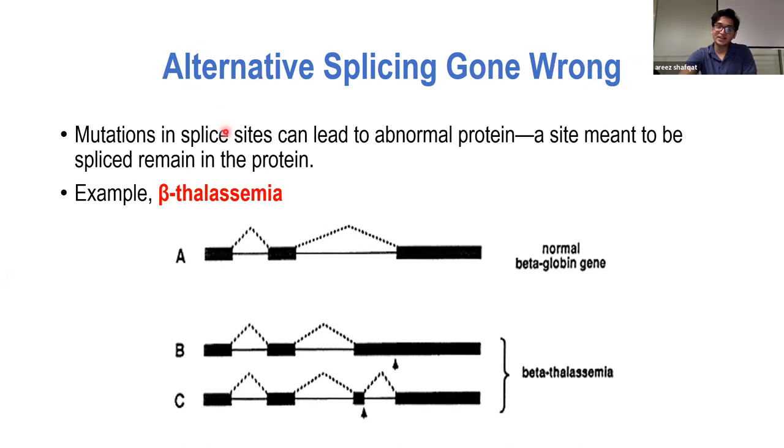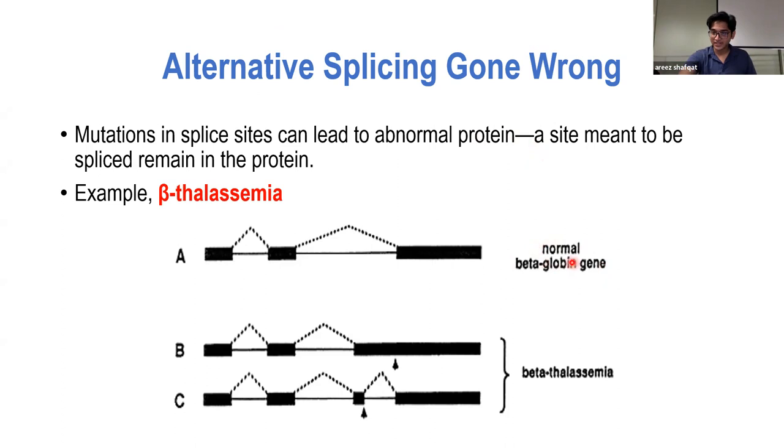Now, but this can go wrong. So beta thalassemia is a disease where, have you studied the structure of hemoglobin? Do you know what hemoglobin is? Yes. Right. So red blood cells carry oxygen to the whole body, and red blood cells are basically bags of hemoglobin. Hemoglobin is composed of four subunits, two alpha and two beta, all right? In beta thalassemia, you have abnormal production of the beta subunits. And so hemoglobin becomes abnormal, and the red blood cells are therefore not able to carry oxygen effectively.